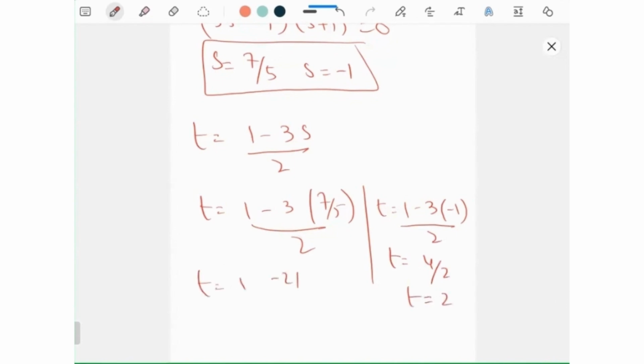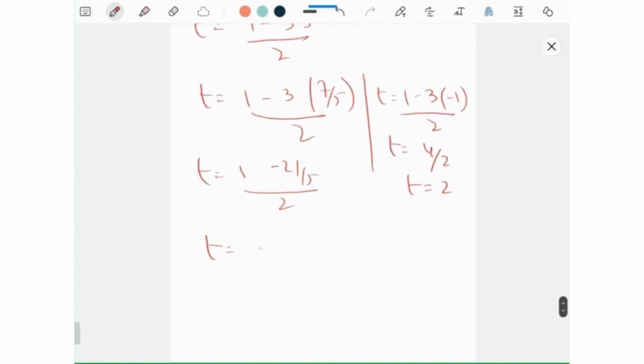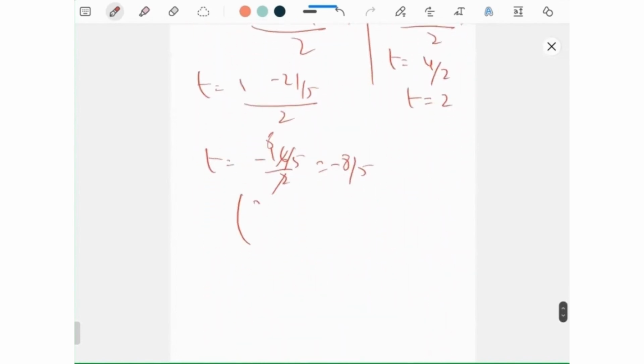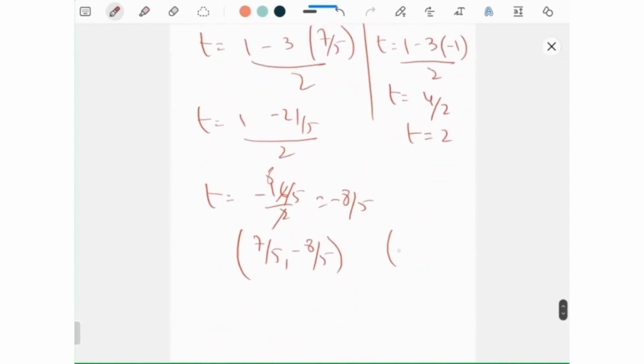t is 1 minus 21 upon 5 upon 2. t is minus 16 upon 5 upon 2, minus 8 upon 5. So the answer is 7 upon 5 comma minus 8 upon 5 and minus 1 comma 2.